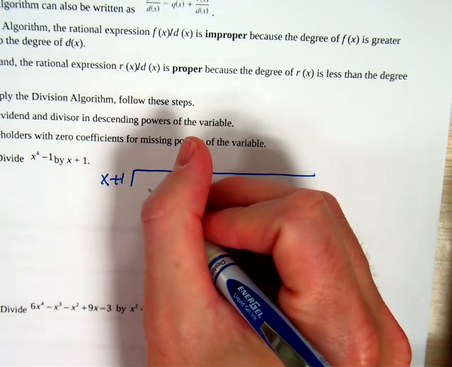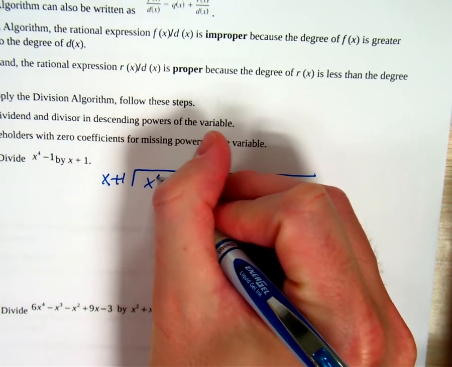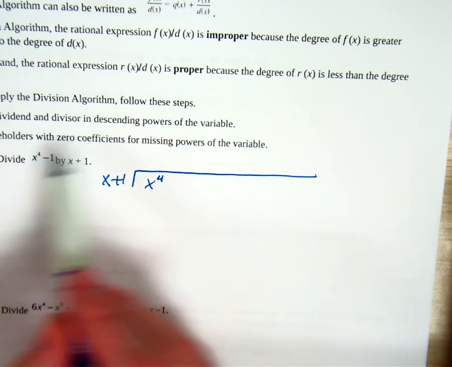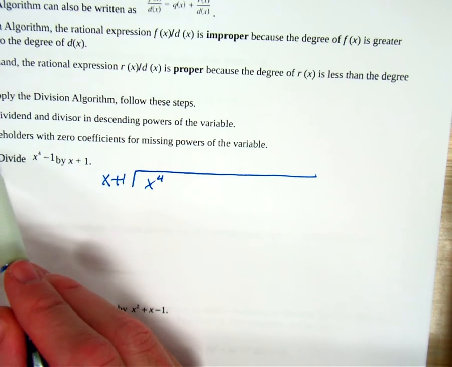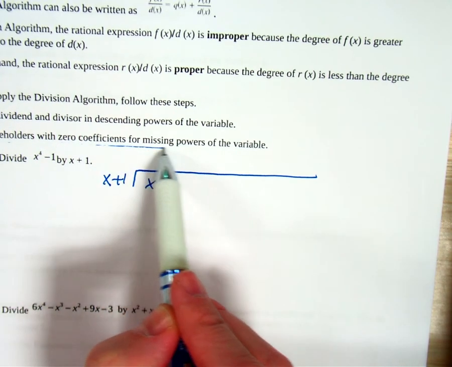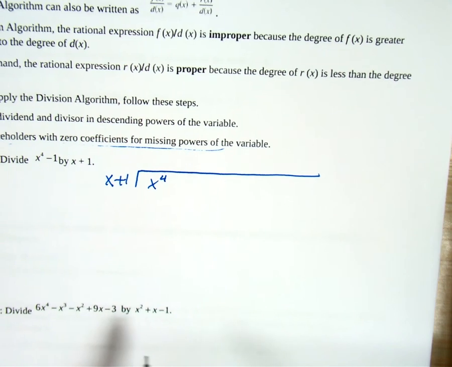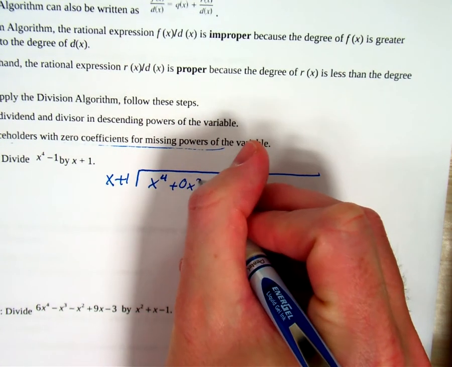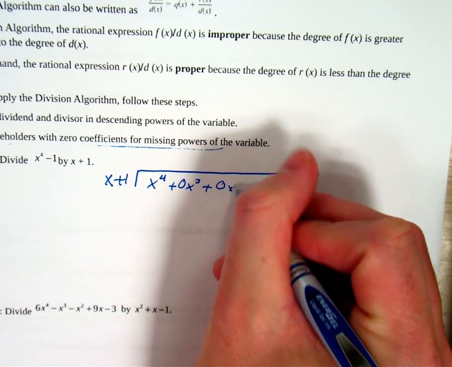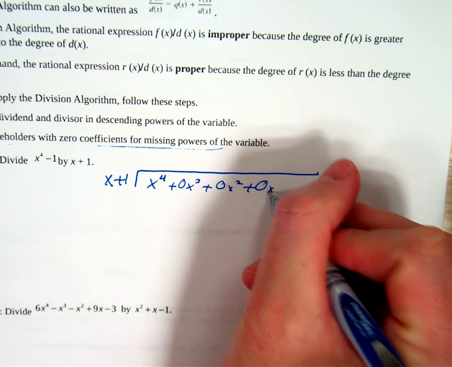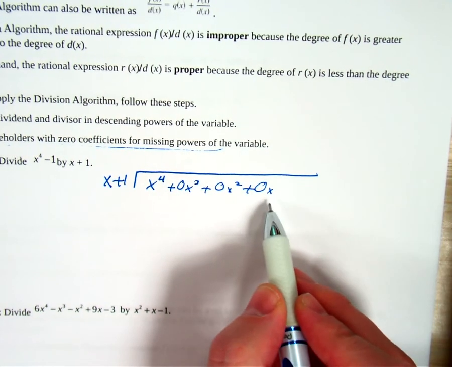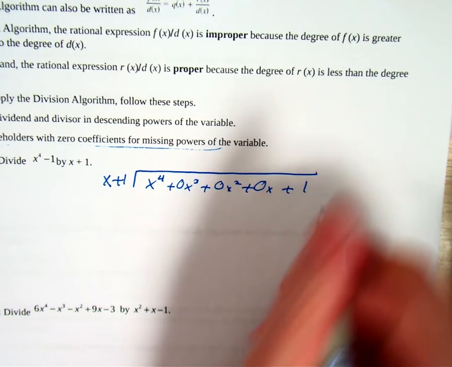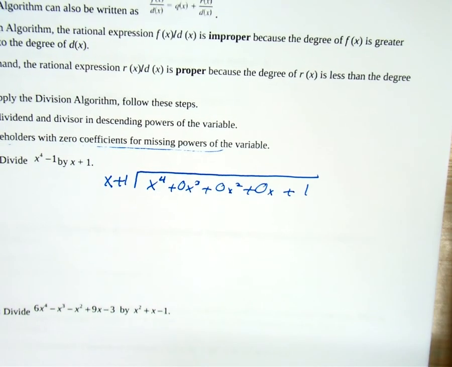X to the 4th minus 1. Okay, so this is the tricky part. Insert placeholders with 0 coefficients for all missing powers. Right? Don't forget those. So I have plus 0x to the 3rd, plus 0x squared, plus 0x. I always see that as ox, and I laugh a little bit to myself. Plus 1. Got an ox in the middle of my problem.